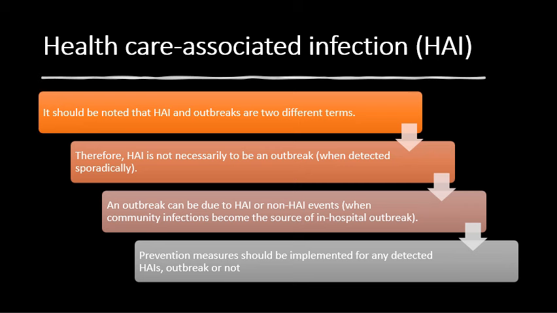Healthcare-associated infection. It should be noted that healthcare-associated infection and outbreak are two different terms. Therefore, HAI is not necessarily an outbreak when detected sporadically. Additionally, an outbreak can be due to a hospital-acquired infection or a non-hospital-acquired infection event. When community infection becomes the source of the hospital outbreak, prevention measures should be implemented directly, whether or not it is a detected hospital-acquired infection outbreak.